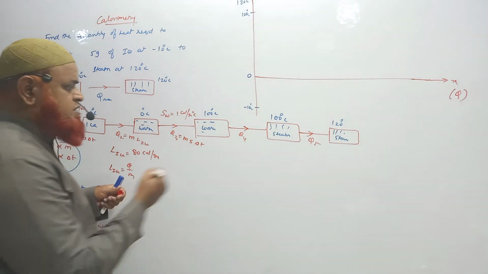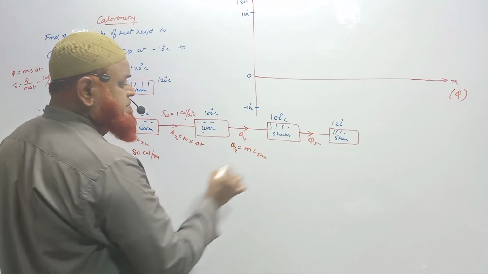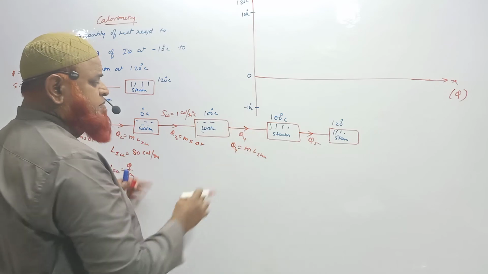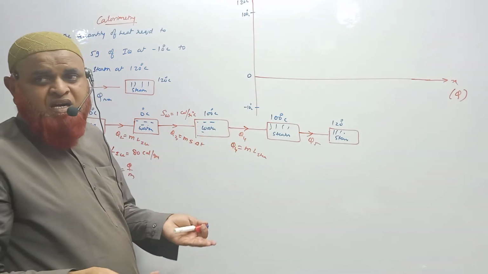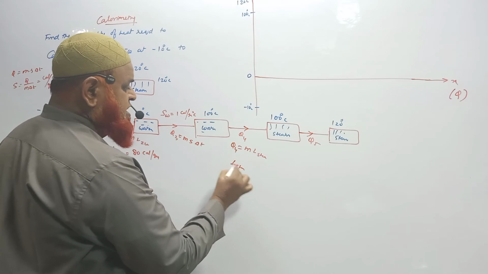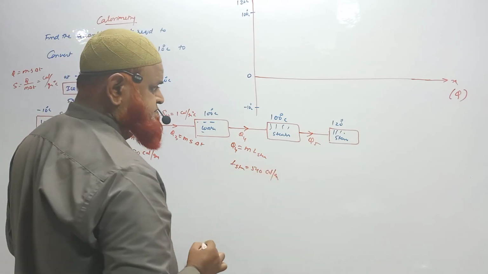So here also, for Q4 you have to apply M into the latent heat of steam. Understand? Because ms delta T you cannot apply, this formula fails here. Delta T means 100 minus 100, which is 0. So what is the latent heat of steam? It is 540 calories per gram.